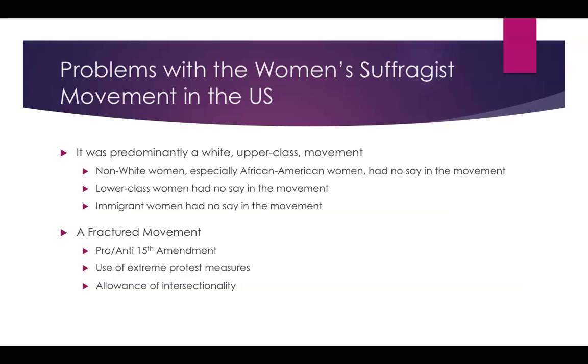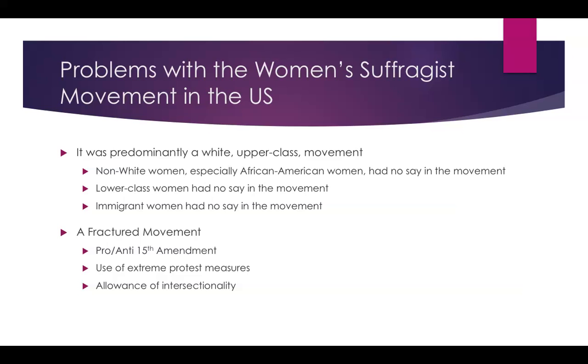Speaking of class issues, another issue was that lower class women really had no say in the movement either. It was primarily an upper class movement. Also, immigrant women really didn't have a say. The movement was also very fractured, one of the biggest being the pro and anti-15th Amendment movement, causing the party itself to fracture.